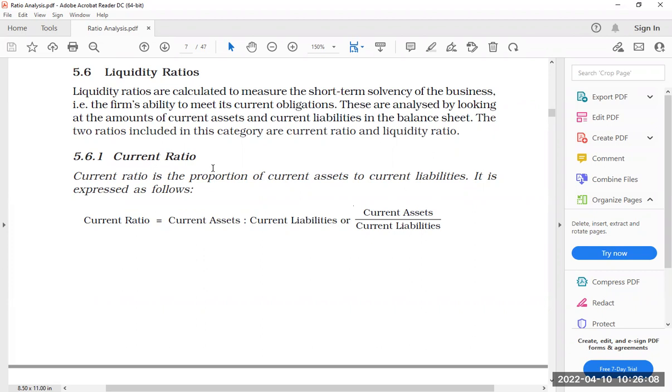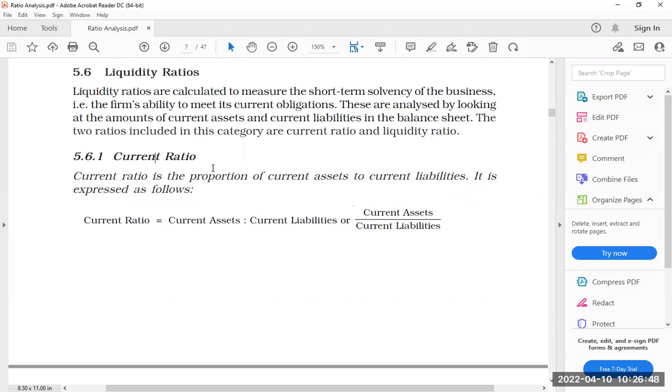What are current assets? We already have them in the balance sheet under the heading called current assets. Examples of current assets are cash in hand, cash at the bank, short-term investments, sundry debtors, bills receivable, accrued income, prepaid expenses, etc. You can find current assets in the balance sheet under the heading current assets. Divided by current liabilities.